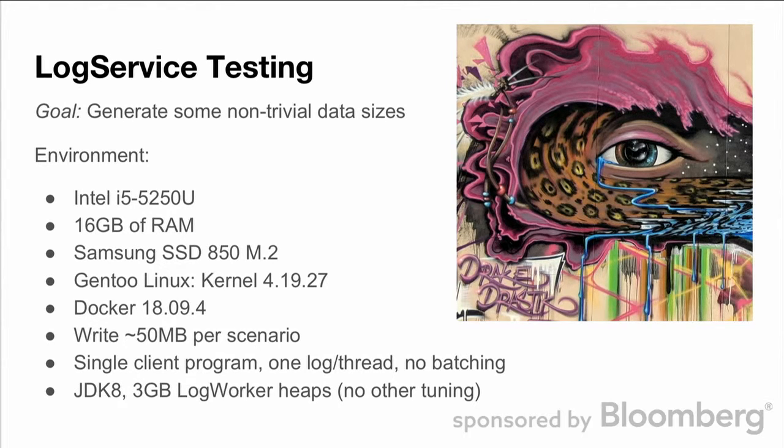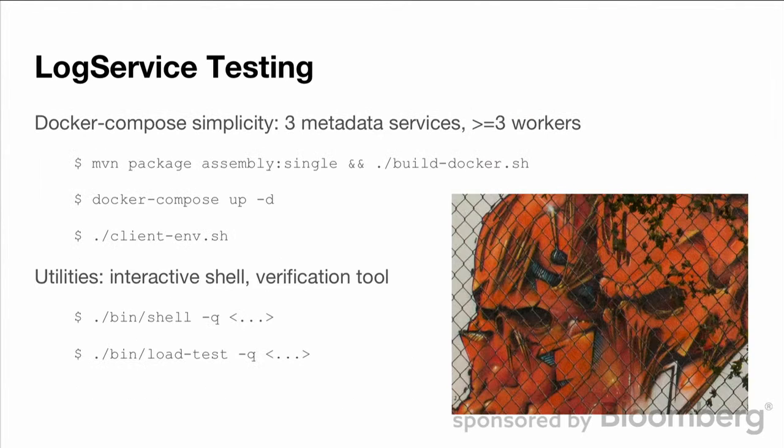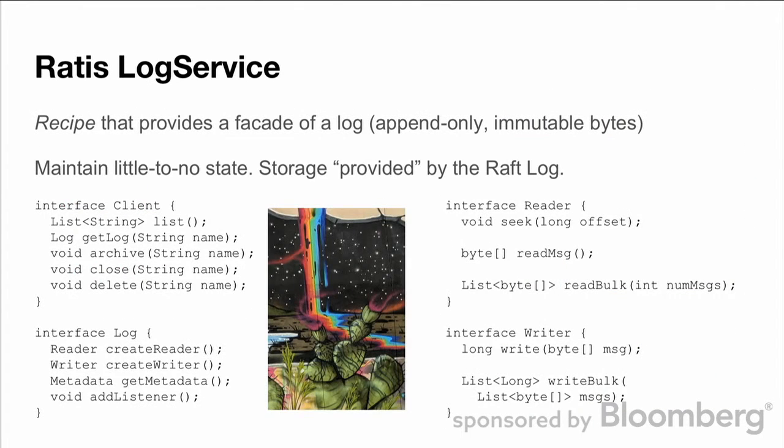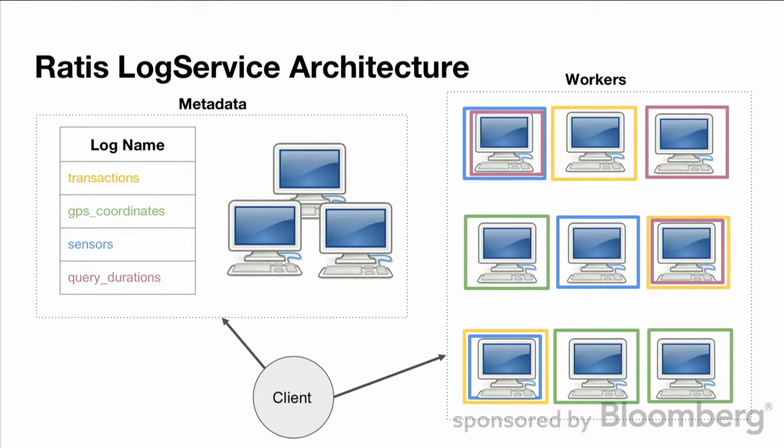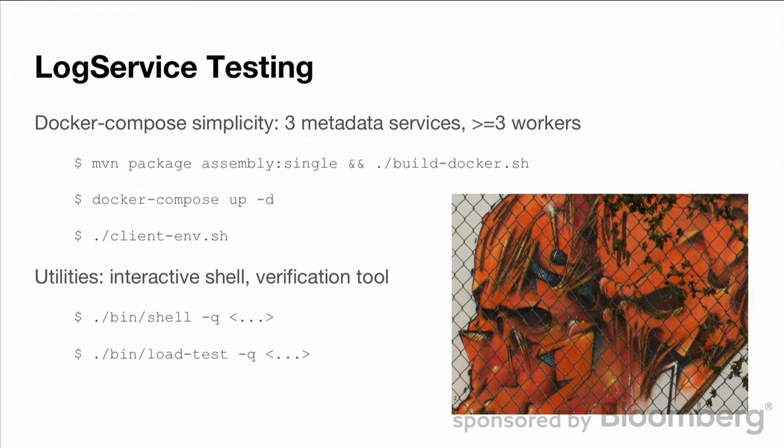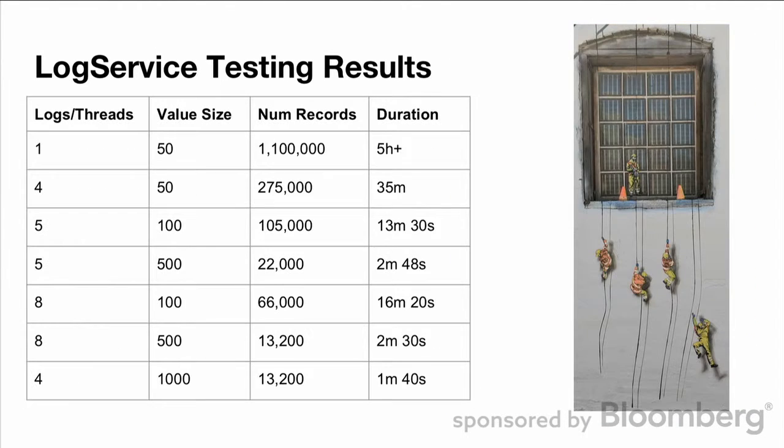All of the Java processes which are running the right side of that architecture, so back here, all these workers on the right, they're running with just your stock JVM options with 3 gigs of heap. So again, very simple. Nothing fancy going on here.